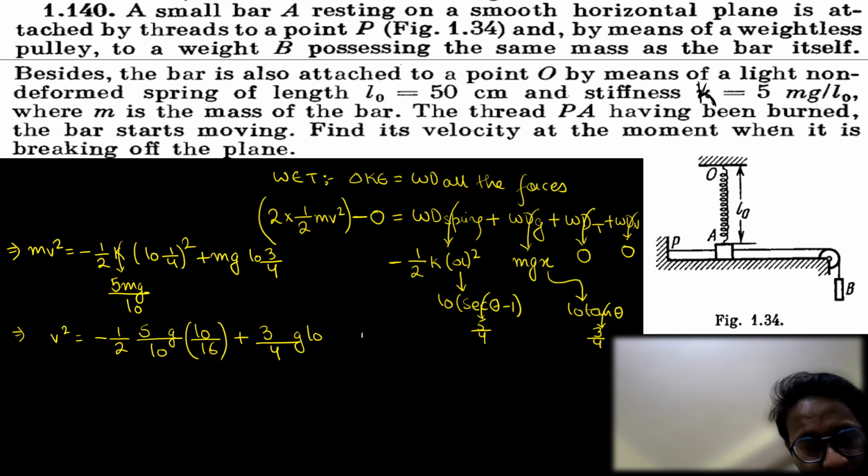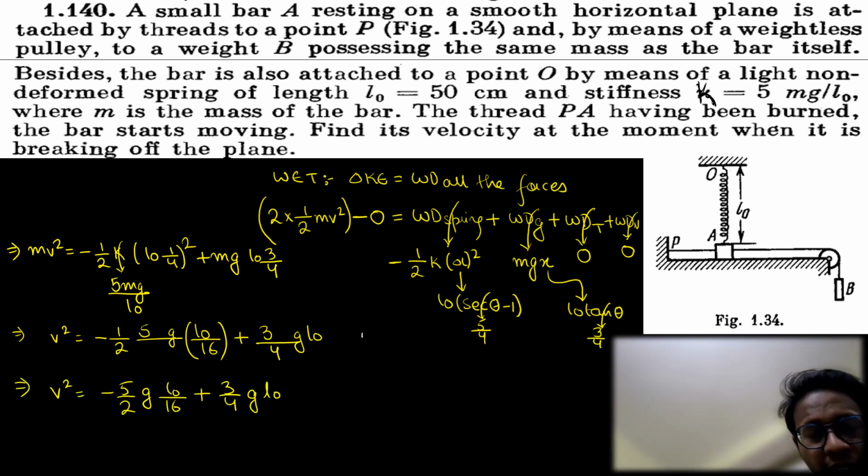What else can be done? Out here this is L naught square, not L naught. Why? Because this L naught whole square would become L naught square, so this L naught and this would get cancelled. So the remaining parameters are minus 5 by 2 g L naught by 16 plus 3 by 4 g L naught, so V square would be minus 5 g L naught by 32 plus 3 by 4 g L naught.